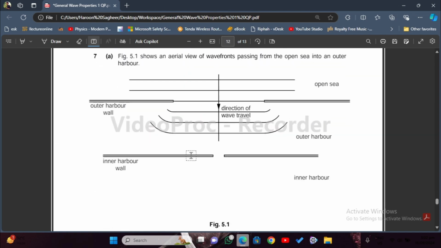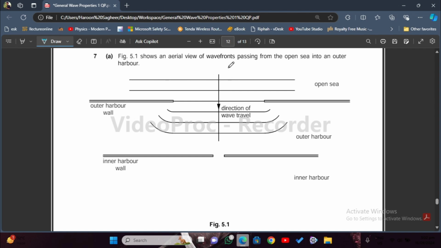Let's go to question number 7. Now, figure 5.1 shows an aerial view of wavefronts passing from the open sea into an outer harbor. These are harbor walls, and you can see the difference in the length between them. The gap is quite wide.